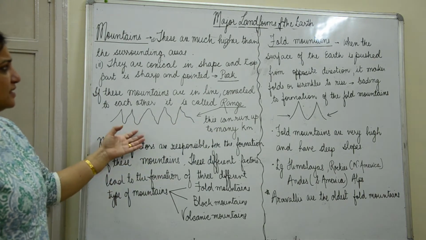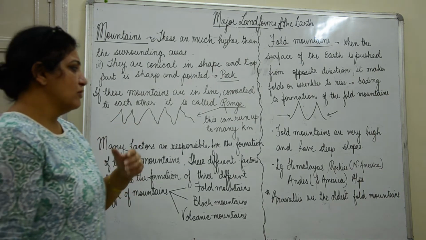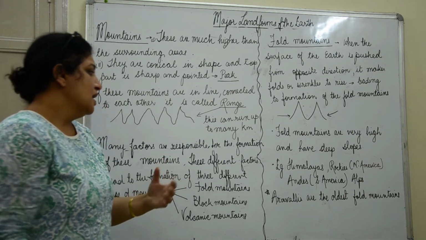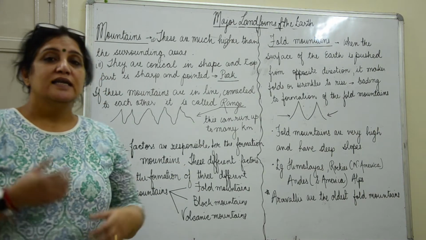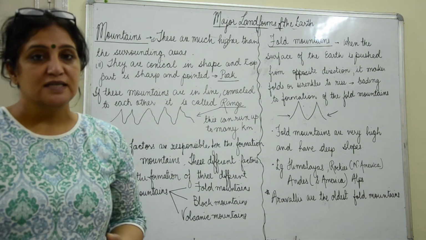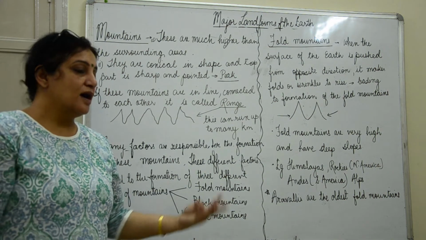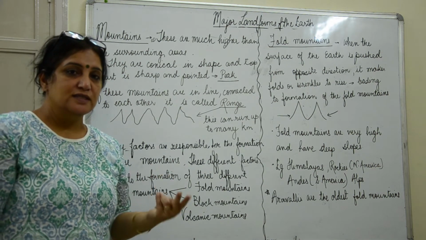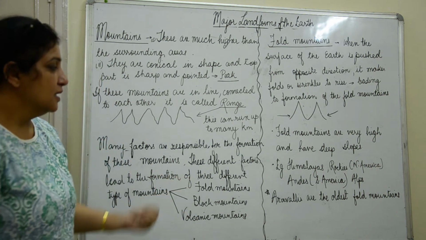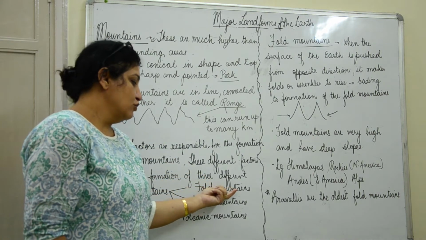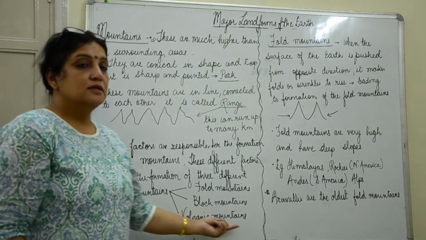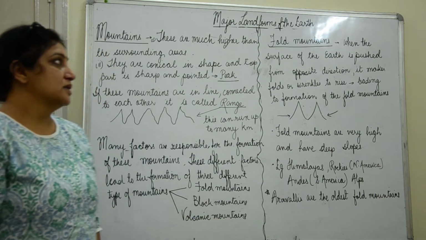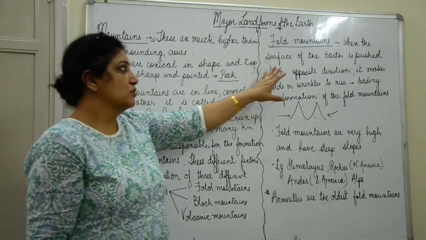Okay, now many factors are responsible for the formation of these mountains, and these different factors lead to the formation of different kinds of mountains. So you have 3 different kinds of mountains that you will be studying in your class. The first one are fold mountains, the second one are block mountains, and the third one are volcanic mountains. Now fold mountains.